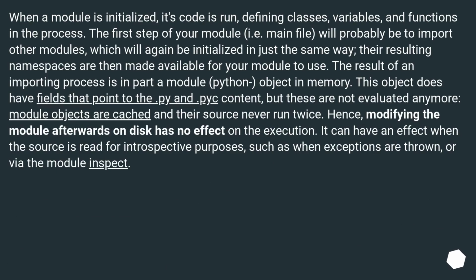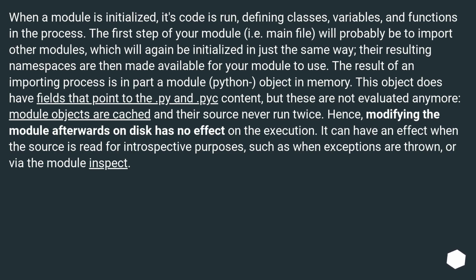When a module is initialized, its code is run, defining classes, variables, and functions in the process. The first step of your module, i.e. the main file, will probably be to import other modules, which will again be initialized in just the same way. The resulting namespaces are then made available for your module to use. The result of an importing process is a module Python object in memory.